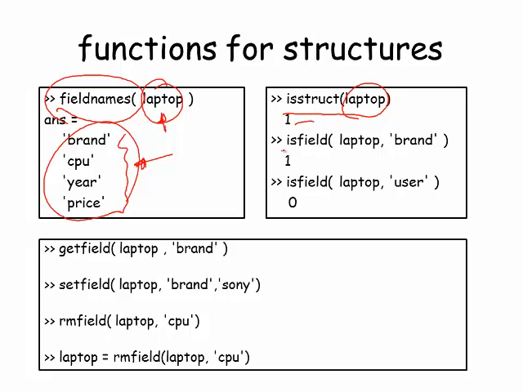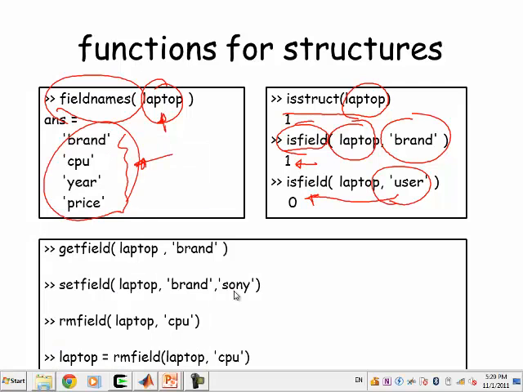Okay. isfield will take two arguments, the first one being the structure and the second one being a field name, and it will tell you whether that field is present in the structure or not. So it will be true if the field is present, false if that field is not present.